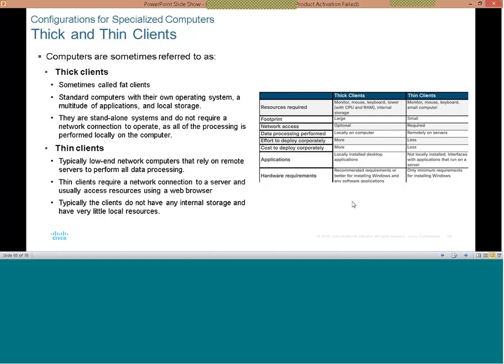Standard computers have their own operating system, a multitude of applications and so on. They are standalone systems and do not require a network connection to operate, as all the processing is performed locally in one computer. You can see here that that's in one computer, but in the case of a thin client, these are low-end network computers that rely on remote servers. The thick client does not require a network connection in the sense that all of the processing is performed locally by one system. But the second one requires a server.